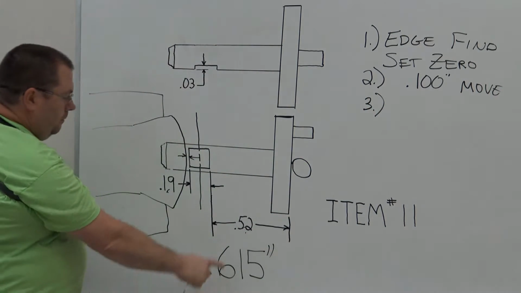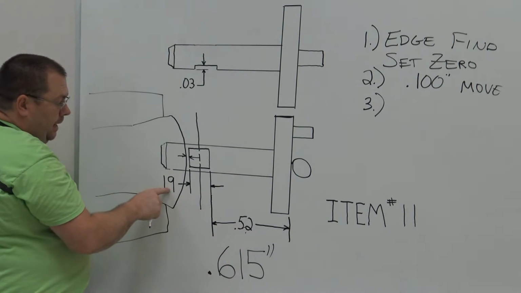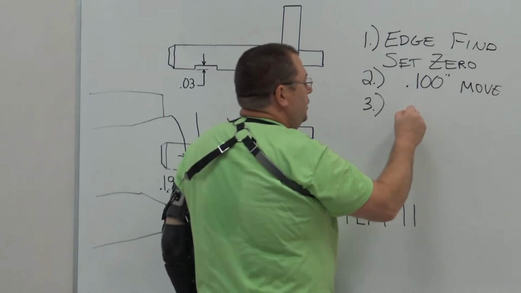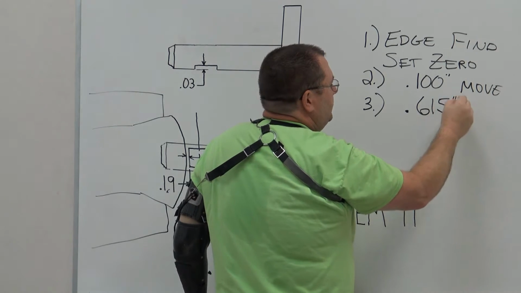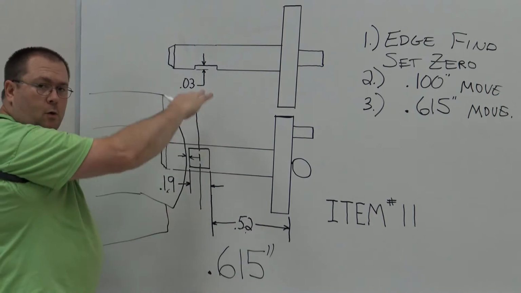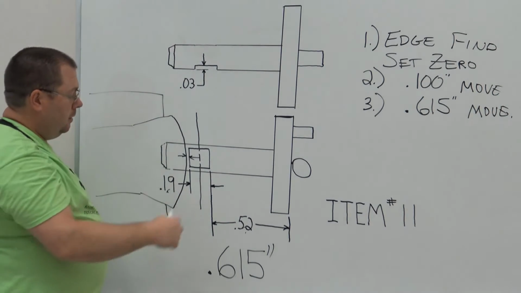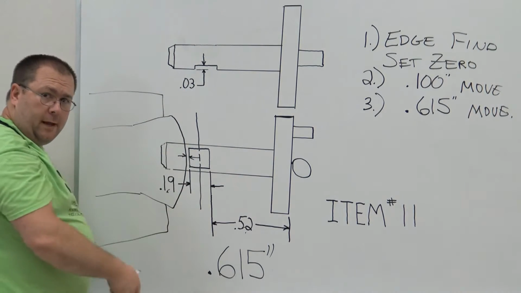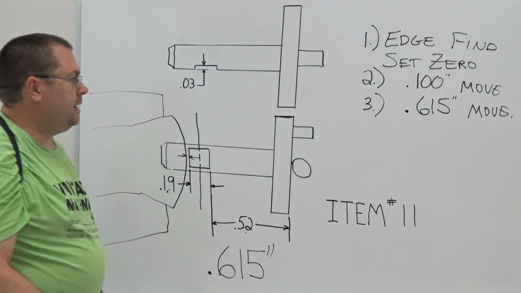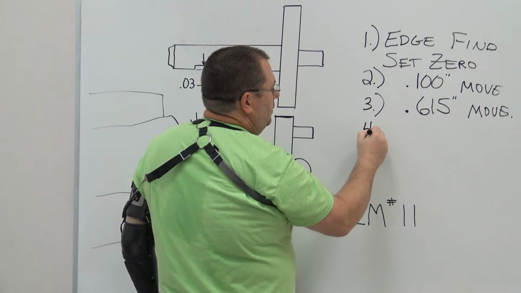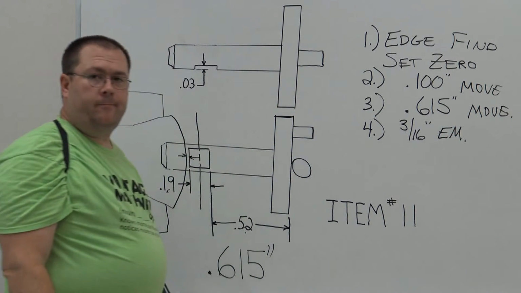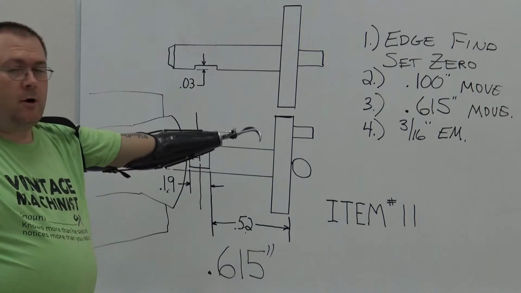I'm going to move over 520 plus half of 190. We've already said what it is. We're going to move over an additional 615 thousandths move. Now, you have to ask yourself, do I want to edge find going in this direction? No. Once the mill starts moving, I'm just going to move back and forth. I don't care where the center of the part is, and I can visually see that. So now I'm going to switch over to my 3/16 end mill. Right? We've got to calculate our RPM.